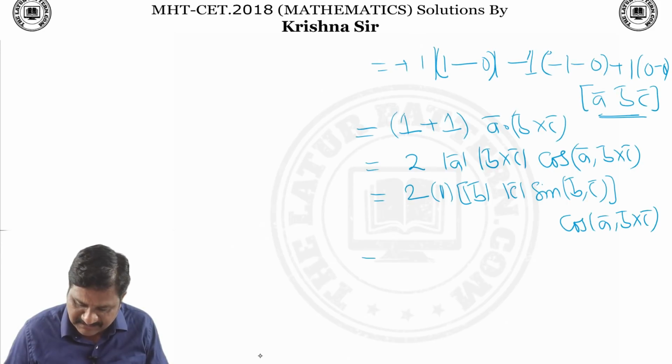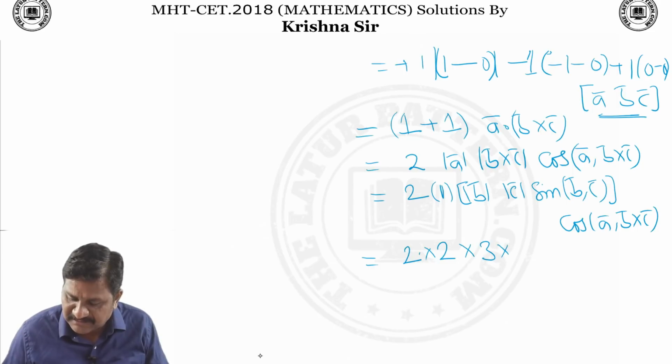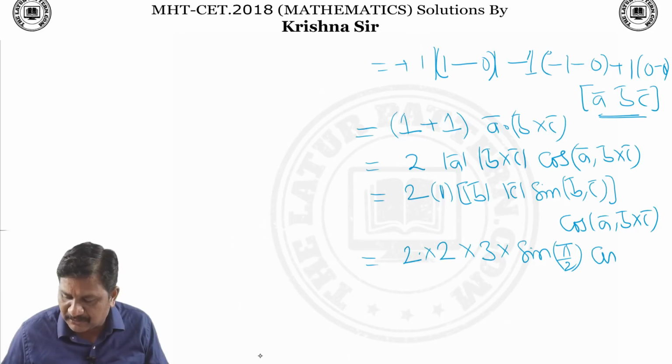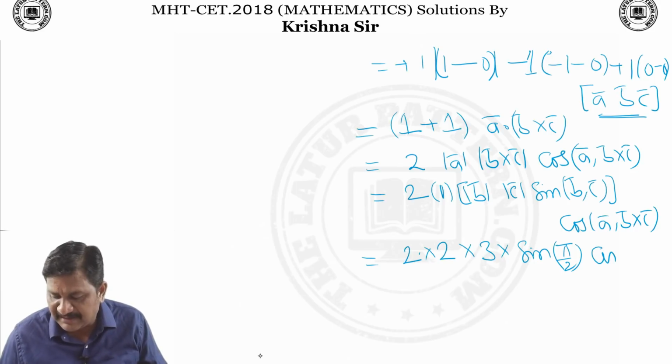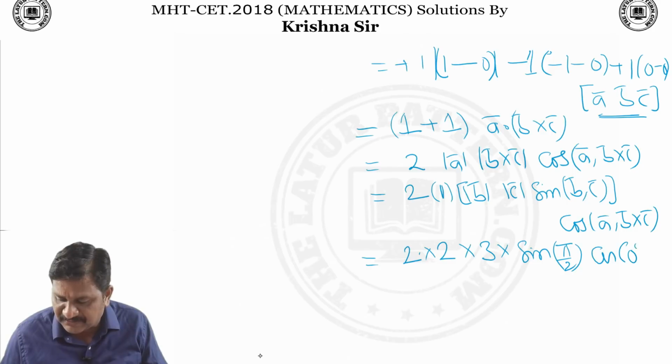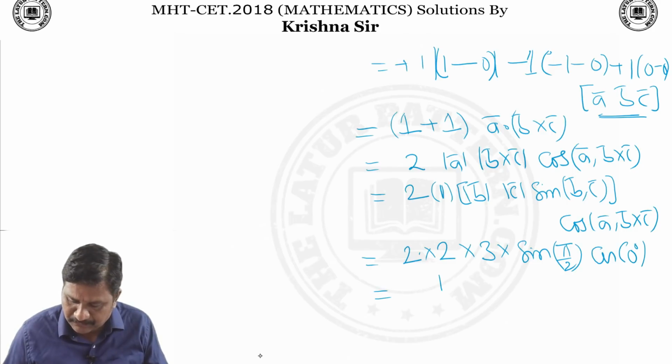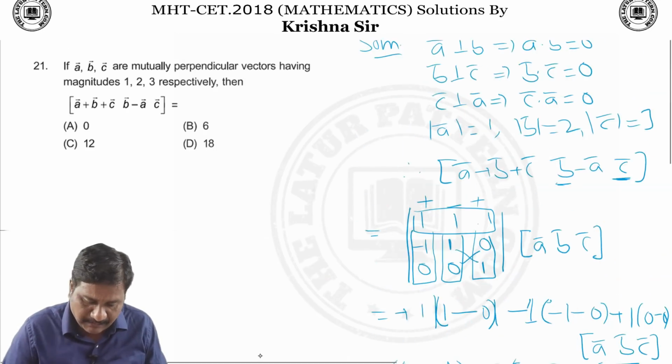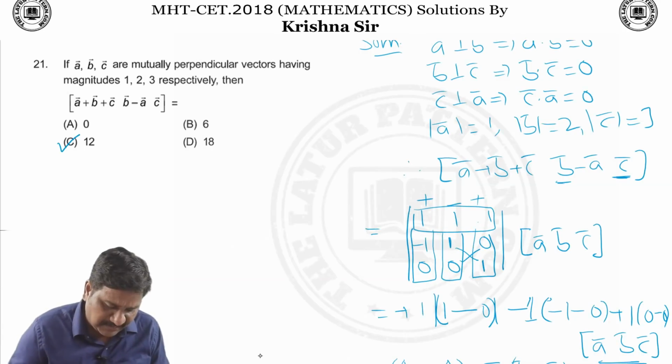Now we see the angles. So 2 into, here mod B is equal to 2 and mod C is equal to 3, and sine of the angle between B and C: they are perpendicular, so the angle is 90. And B cross C is perpendicular to both B and C, and A is perpendicular to them, so the angle between A and B cross C is 0. So 4 into 3 is 12, sine 90 is 1, and cos 0 is also 1. So total value we are getting is 12. By our options, C is our answer.